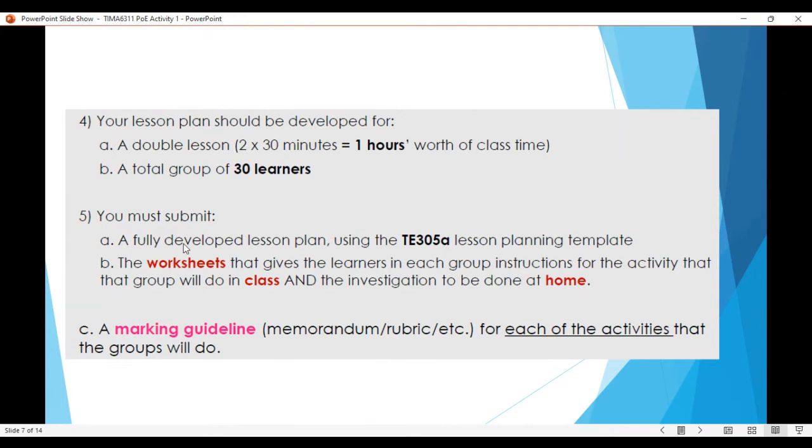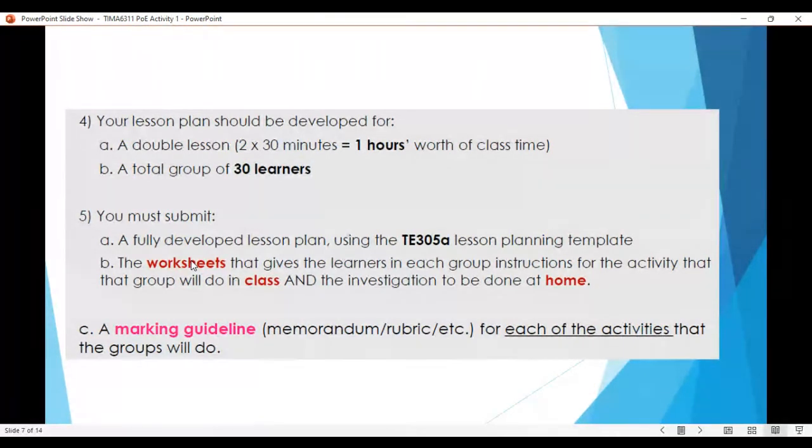Then you also have to submit worksheets for the different groups that you are doing in class, and the investigation that you are doing at home. So let me explain number B to you. You are going to have different activities for the different groups in your teaching and learning phase of your lesson plan. There you will describe your different groups and you will describe the activities that they are going to do.